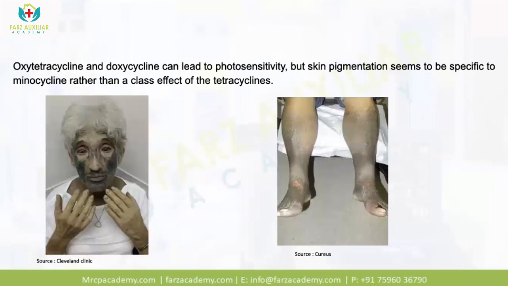Oxytetracycline and doxycycline can lead to photosensitivity, but skin pigmentation seems to be specific to minocycline rather than any other drugs. As you can see in this picture, this blue-gray pigmentation over photo-exposed area, this is over the lower leg, and this is very classic with minocycline pigmentation. Also, if acne patients are treated with minocycline, they can develop pigmentary changes on their acne scars.